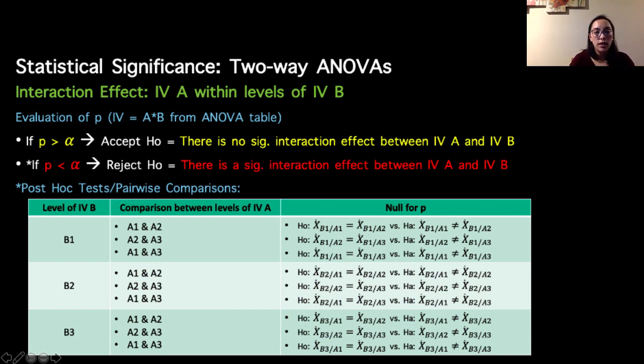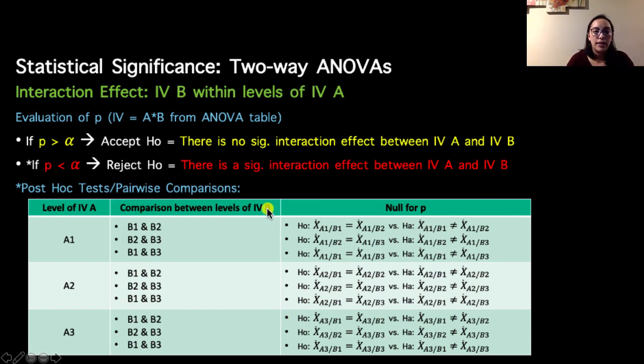We can then view it the other way, and say if independent variable B is looked at within levels of independent variable A, the post hocs would then look something like this. So instead of sport, we would say within novice players, are there significant differences between sports? Within intermediate players, are there significant differences between sports? And within advanced players, are there significant differences between sports? Okay.